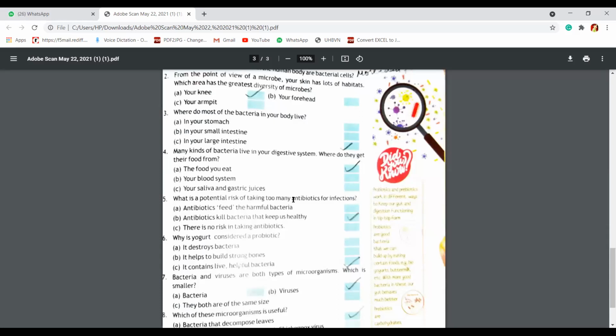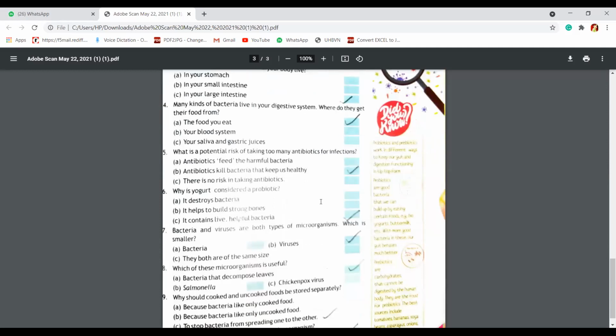What is the potential risk of taking too much antibiotic for an infection? Suppose many times when we feel ill or have trouble in our stomach and we take antibiotics, the doctor warns us not to consume an overdose, as it will be harmful for you. Why? Because antibiotics kill the bacteria that help keep us healthy. That is the reason sometimes when we take antibiotics we feel nausea, vomiting, itching and headache. These kinds of problems our body has to face.